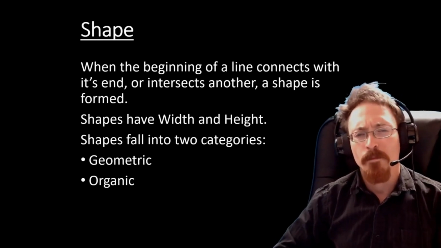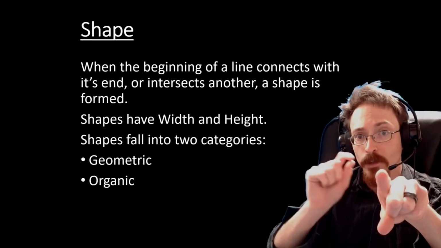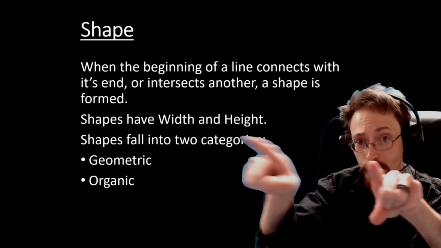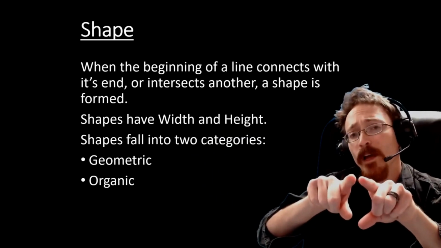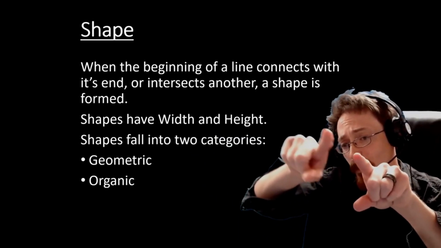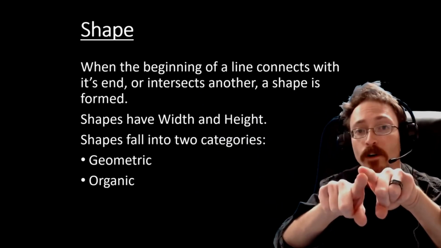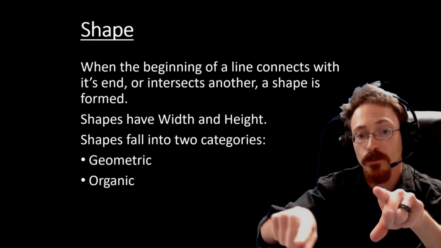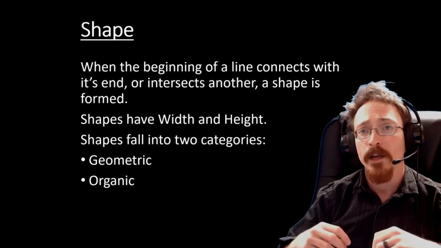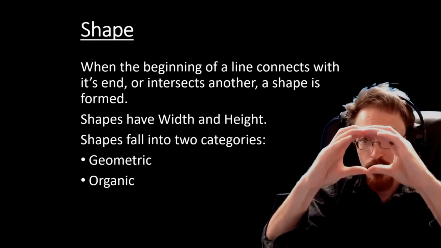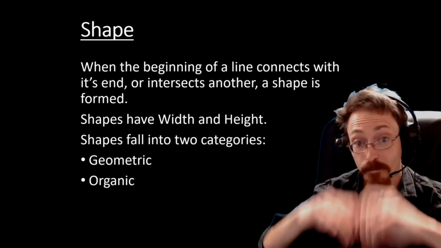Shape is what happens whenever a line, so a line starts at one point, goes to another point, and a connection between the two. So a line. Shape is what happens whenever a line either comes back and whoop, meets itself, or it goes and intersects other lines. Basically, a shape is what happens whenever a line gets closed off. Then it makes a shape.